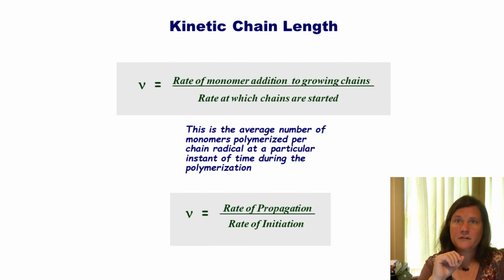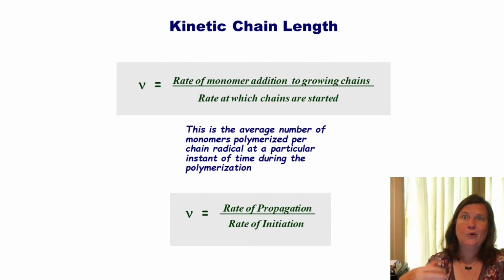So we're going to define something called the kinetic chain length. It's defined as the rate of monomer addition to the growing chain divided by the rate at which the chains are started. That ends up just being the rate of propagation over the rate of initiation. And this is going to tell us the average number of monomers that are polymerized per chain radical, or per chain cation, or per chain anion at a particular instant of time during the polymerization.